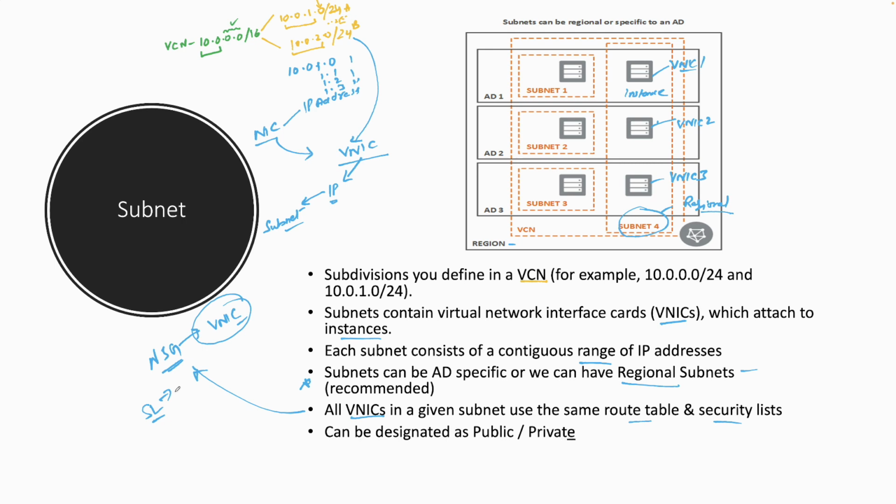And yes, another important point from the exam point of view, you can designate a subnet as a public subnet or a private subnet. As the name suggests, with a public subnet, the instances have direct access to the internet. So if you want your artifacts to reach the internet, you will put them in the public subnet. And instances in the private subnet can initiate internet connections by way of a NAT gateway.